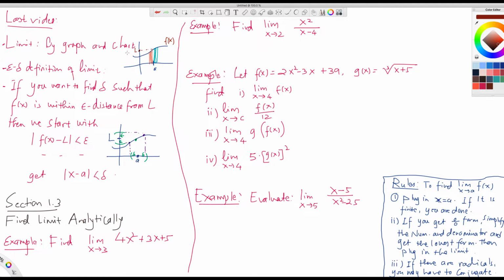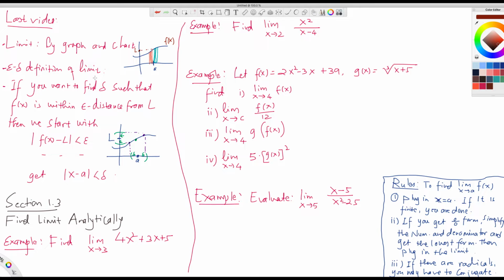That's how we find out from the graph. And from the chart, what we did, we plug in the different points on the left side, and then we plug in the different values of x towards the right side, and then you check the height or find the value of f(x). And if they are equal to each other, then we say that L is the limit.